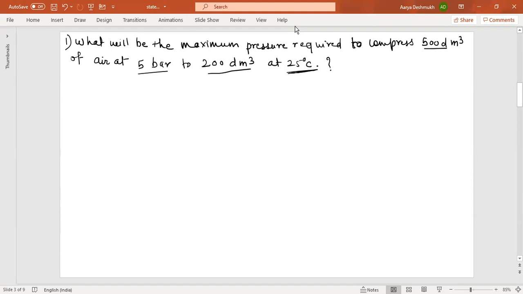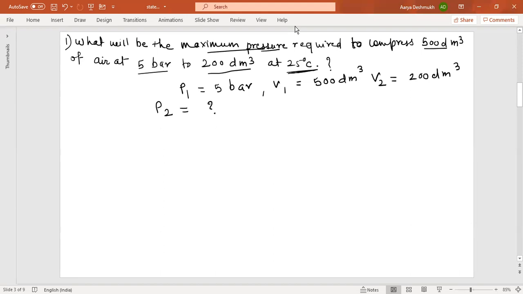So let us start writing what is given. P1, that is the initial pressure, is given as 5 bar. V1, that is the initial volume, is given as 500 dm cube. V2, that is the final volume, is given as 200 dm cube, and you need to find the maximum pressure. So you need to find P2, that is the final pressure.